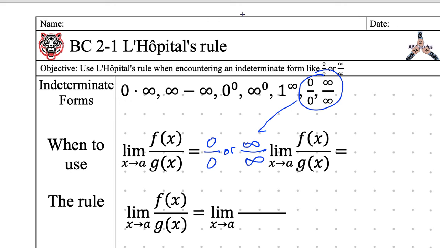Oh, I guess I could have put here. We should have put the infinity over infinity right here. I was wondering about that. It's like, I wrote two of them.